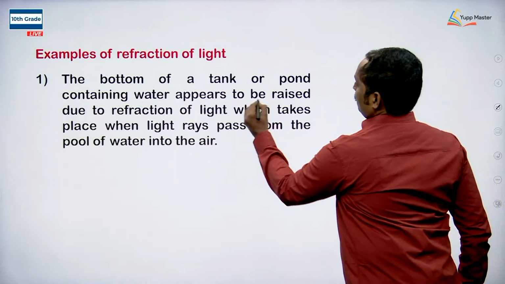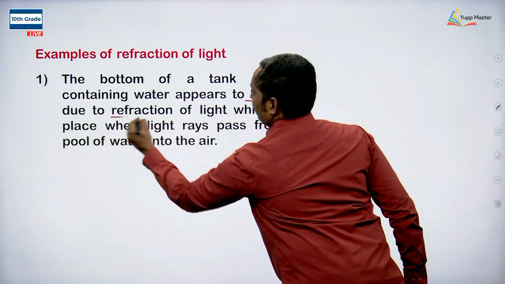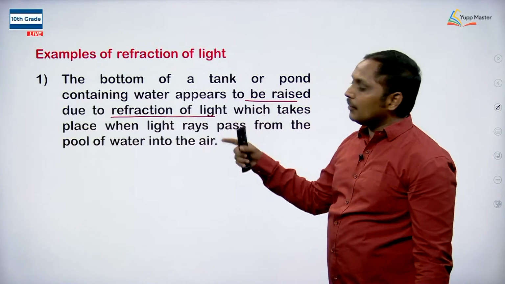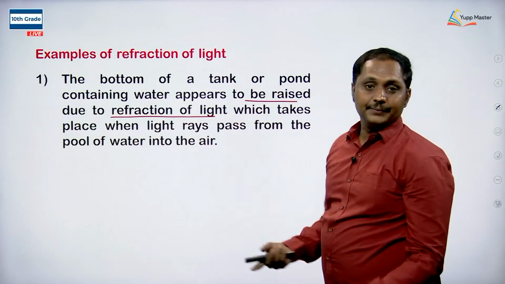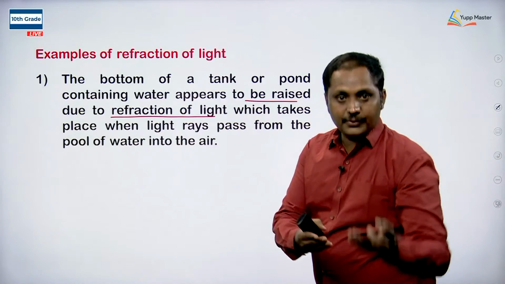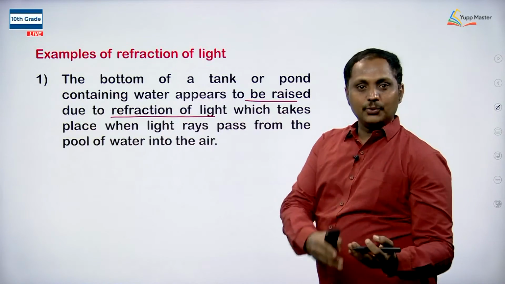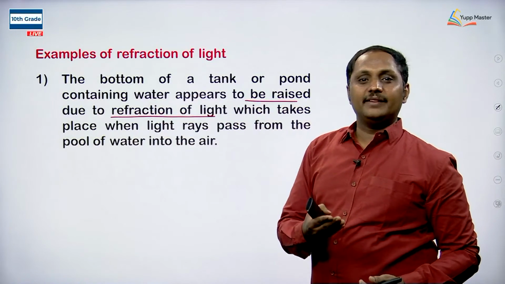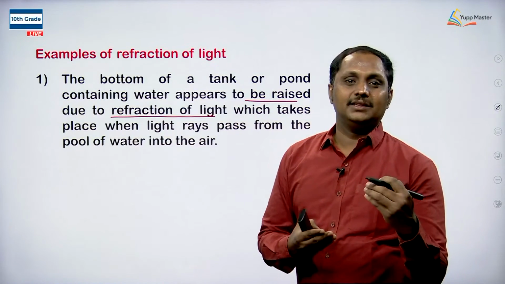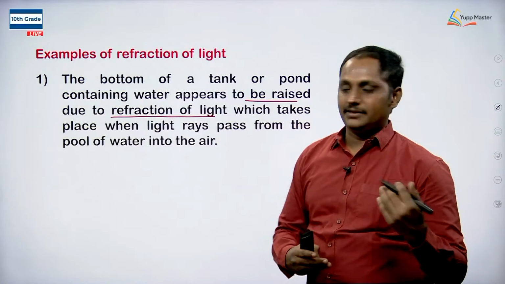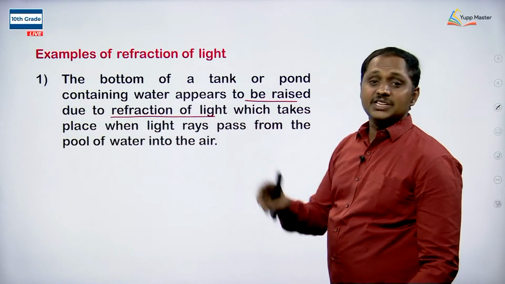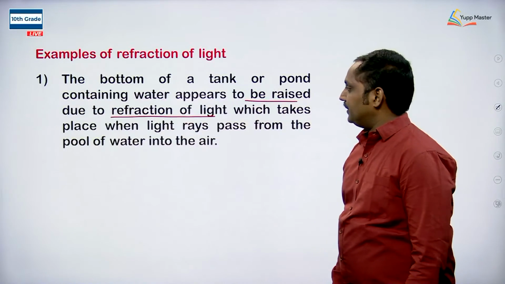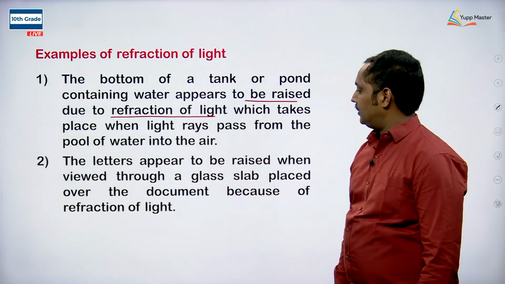It is raised due to refraction of light, which takes place when light rays pass from the pool of water into the air. The light rays are coming from the water medium to the air medium. So, what happened? You have to observe that there exists a change in the apparent height. You have to observe that change in the height of the lower level.